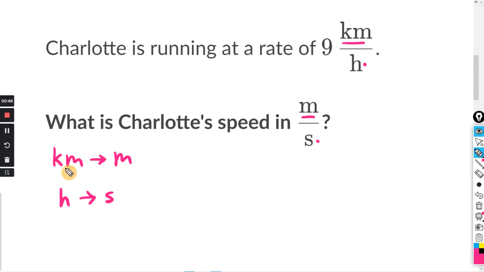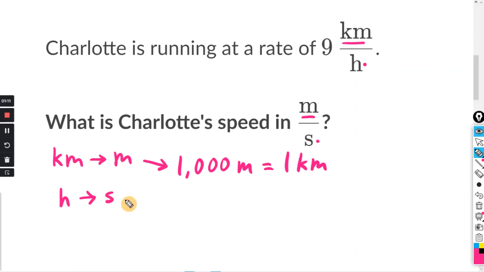All right, so first off, kilometers and meters. Well, how many meters are in a kilometer? Well, that's going to be 1,000 meters equals 1 kilometer. Okay, those are equivalent.